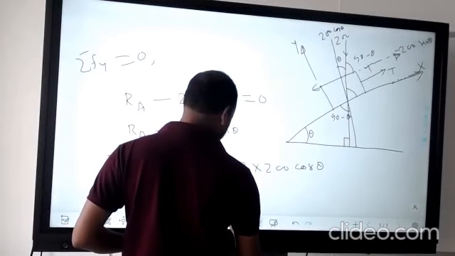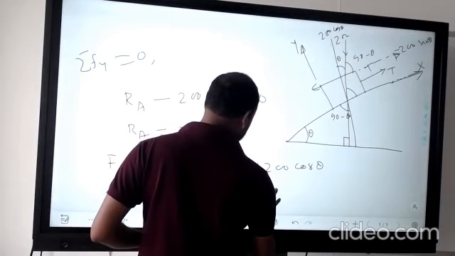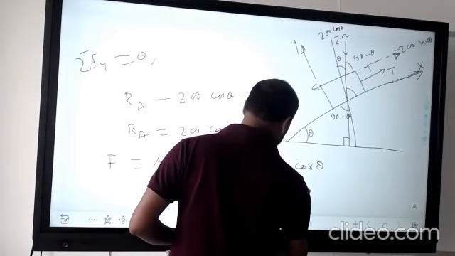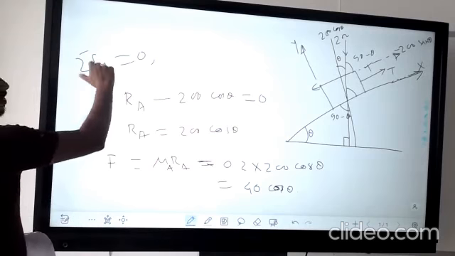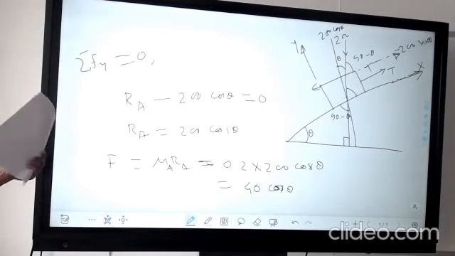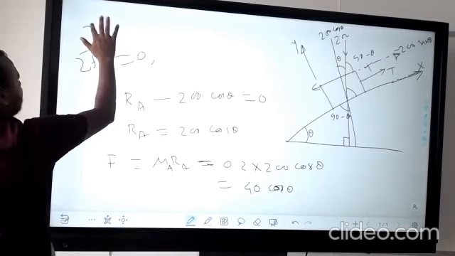So that is 100. Sorry, 40. How much is it coming? 40, na? 40 cos theta. So this is for summation of F_y is equal to 0. In a similar way, you have to apply summation of F_x is equal to 0.